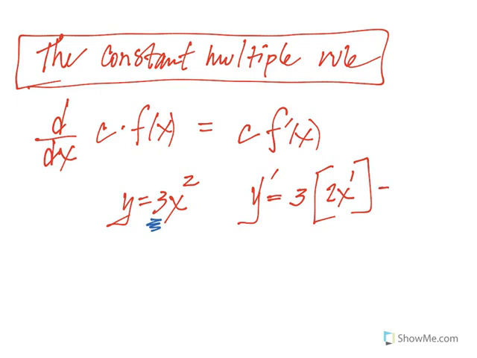And then you just multiply the numbers out front. So I get 6x to the first. So the constant multiple rule just allows you to keep constants out to the front and multiply the derivative of the variable by it.